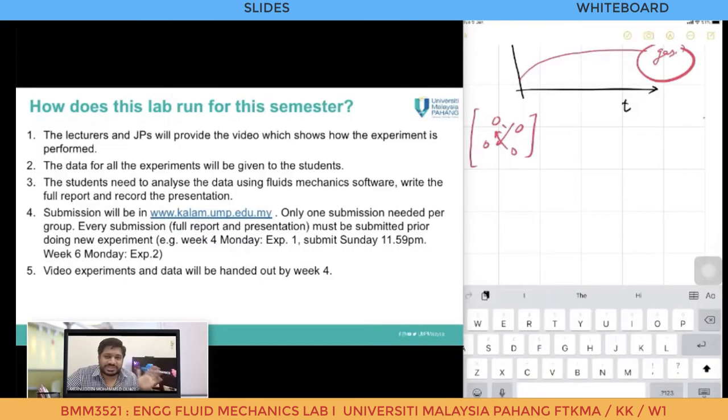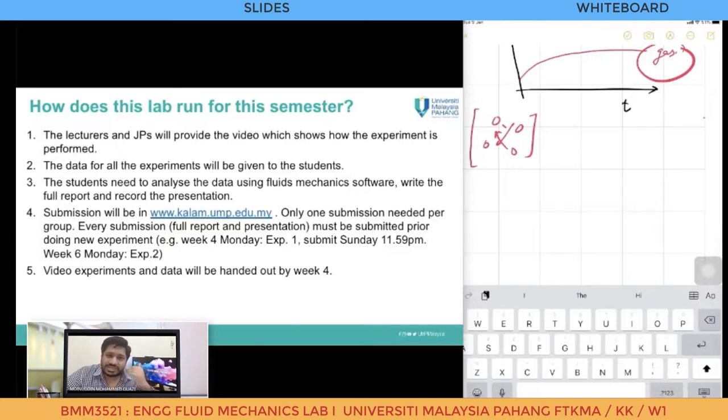The lecturer and JP will give you the videos. The data from the experiments is given to the students, and then the students need to analyze the data using fluid mechanics software. The software is your choice, whether you want to use Excel, MATLAB, ANSYS Fluent, or if you're good at SolidWorks, that is also okay.